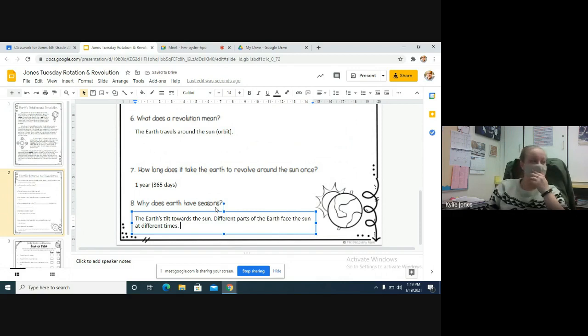So, yeah, the Earth tilts always, right? And depending on which part of the Earth is facing the sun at a certain time, that's how we know that the seasons are changing. Okay? I'll give you guys a minute to go ahead and get that typed out.